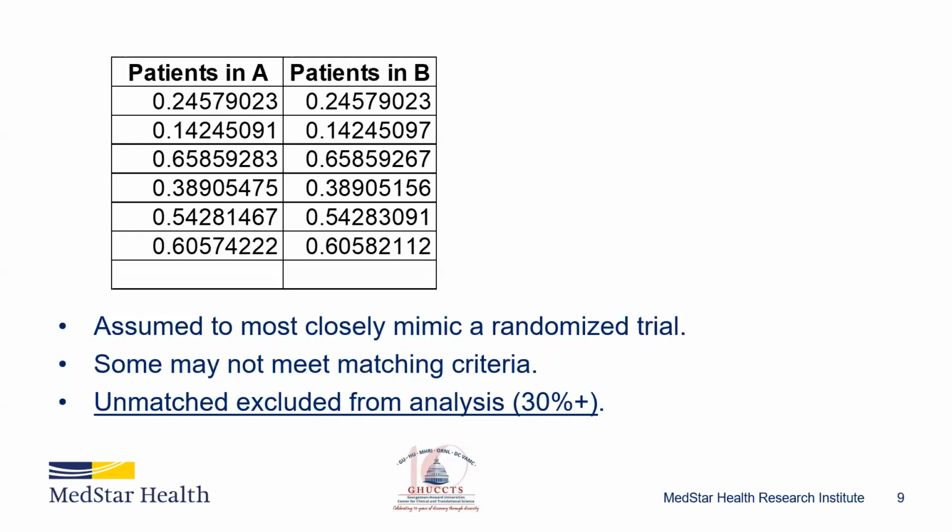As I mentioned, this is assumed to most closely mimic a randomized trial. However, as you might expect, not everyone is going to be able to be matched. In other words, we won't be able to match a certain number of patients. And it turns out that in almost every study that does propensity score matching, you will find that about a third, 30% or greater, of the patients can't be matched.